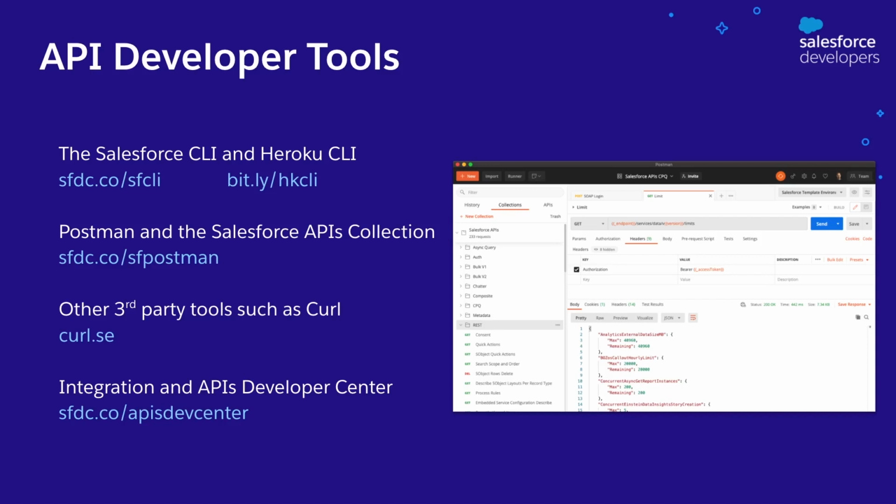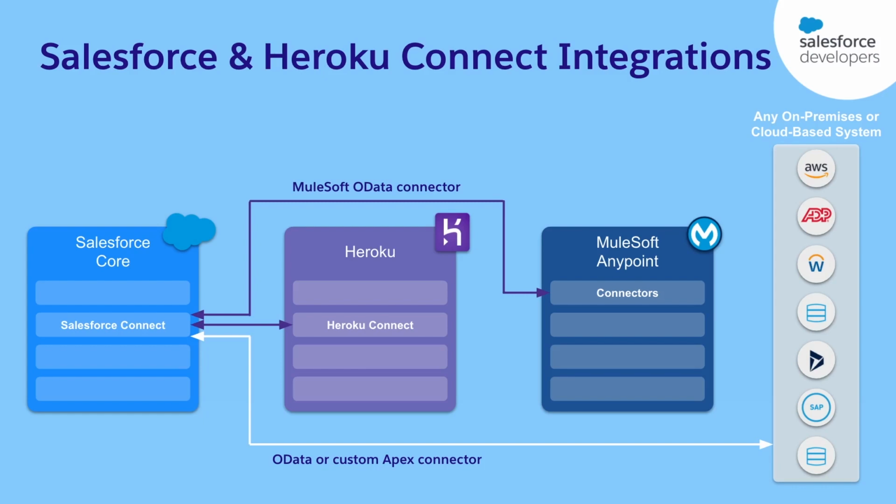There are many other third-party tools that you can use to modify and access the APIs. Here, let me highlight two of the most important ones. First, we have Postman. This is especially interesting because we have a Salesforce APIs collection that includes hundreds of example requests that work with the Salesforce Core APIs. Secondly, there's curl, also a great third-party command line utility that lets you make HTTP calls. Finally, I'll leave you a link to our Integration APIs Dev Center where you can find documentation and information related to the Salesforce APIs. Let's now talk about Salesforce and Heroku Connect integrations.